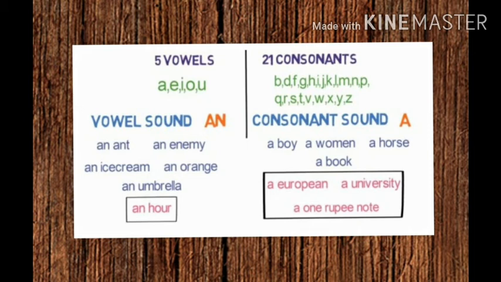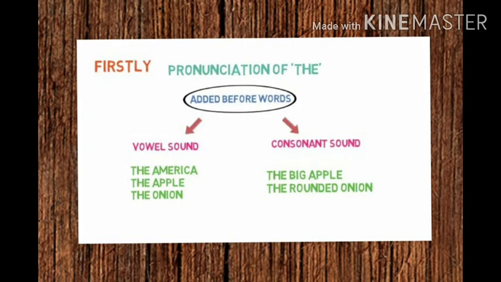Now, firstly, let's see how do we pronounce the definite article the. The spelling is THE and it is added before words containing vowel sound as well as consonant sound. For example, the America, the apple, the onion, and on the other hand, the big apple, the rounded onion. Now there are many usages of the definite article the.